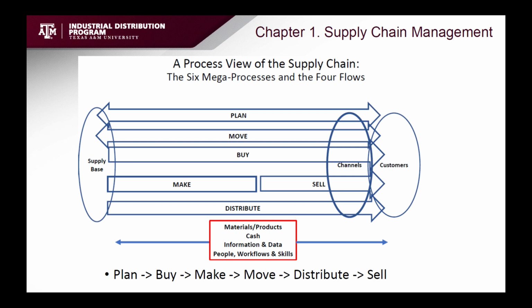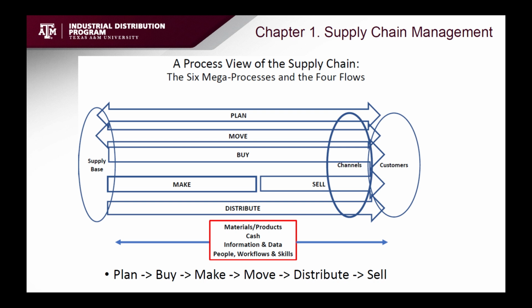So plan is forecasting and capacity planning. Buy is sourcing and procurement. Make is manufacturing. Move is transportation and logistics. Distribute is warehousing and order fulfillment. And sell is the customer-facing process. Together, those 6 span the entire chain.